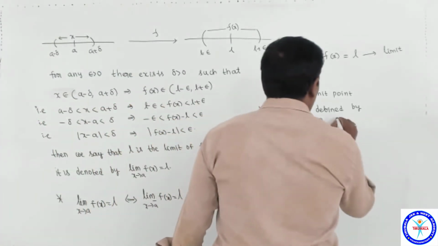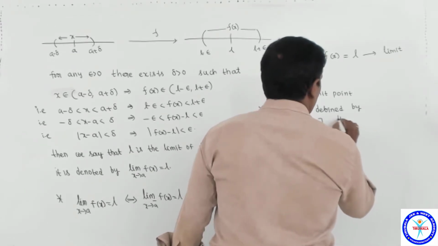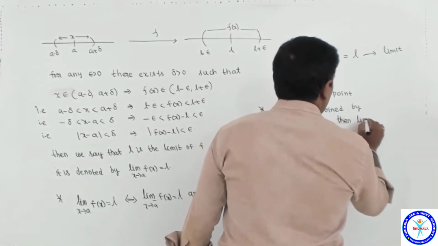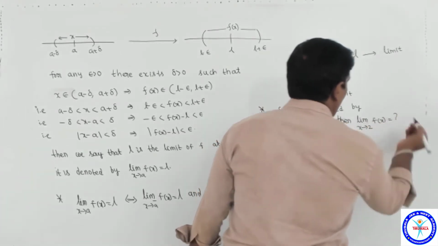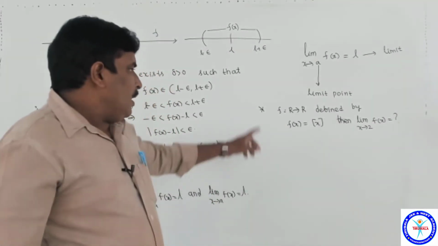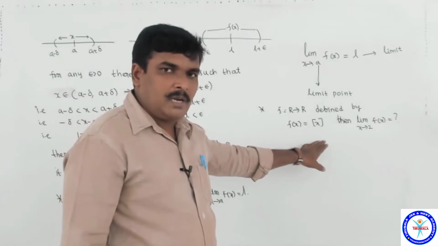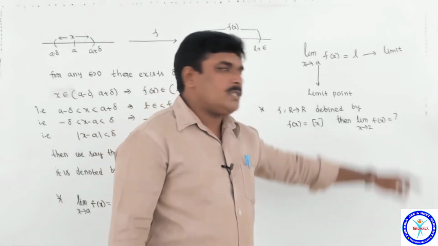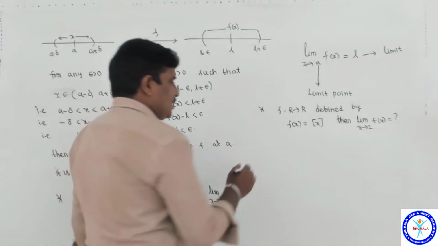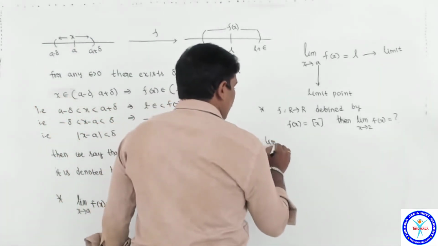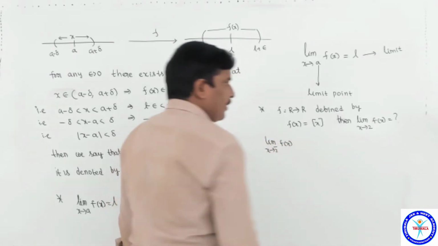Then find limit as x tends to 2 of f of x. How much is it? So first find the left limit. Find the limit as x tends to 2 minus of f of x.